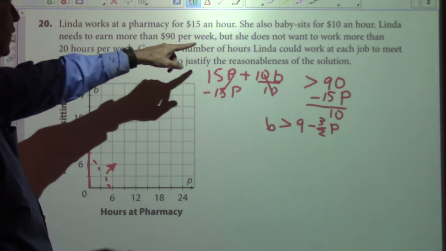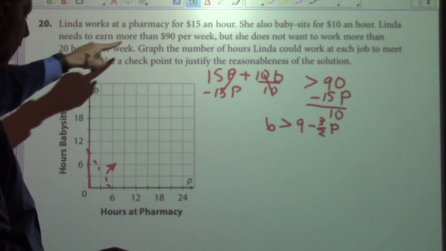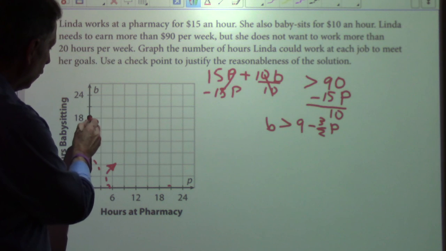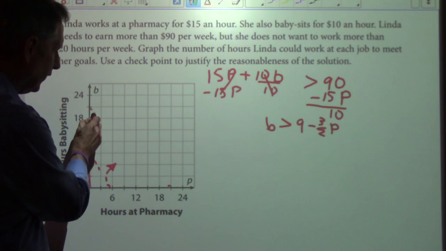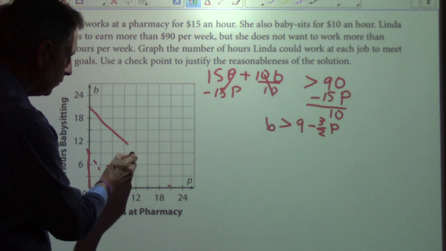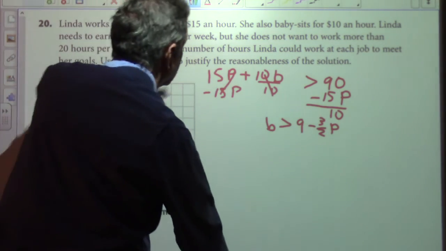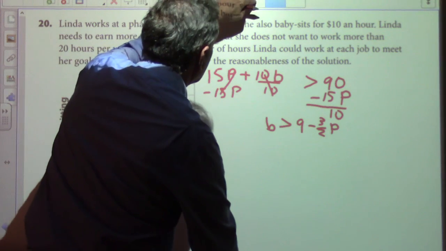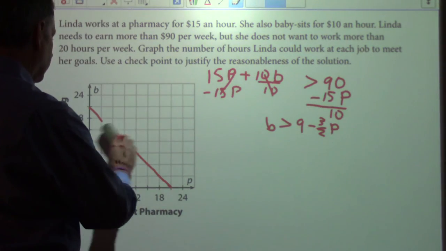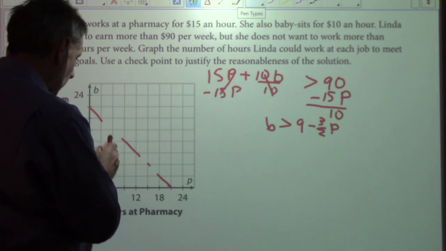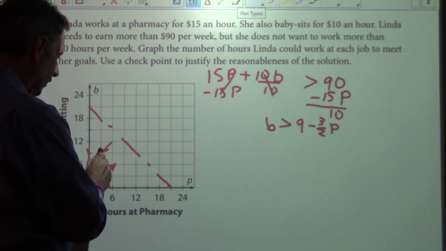But what else? She doesn't want to work more than 20 hours per week. So here you go to 20 here and 20 here. And it says no more than, so what is that going to be? That's going to be this thing here, right? Bottom line. So it's just all of that in the middle? So it's going to be this in the middle here.